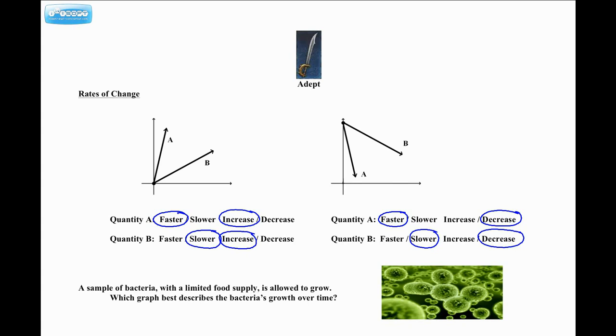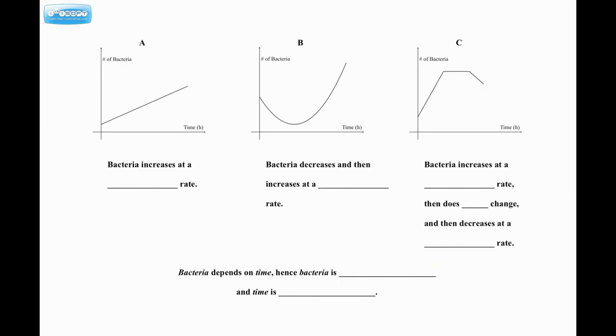All right, let's look at a situation. We have a sample of bacteria with a limited food supply, and it's allowed to grow. Which graph best describes the bacteria's growth over time? All right, so we have three possible scenarios, three different graphs describing the situation.